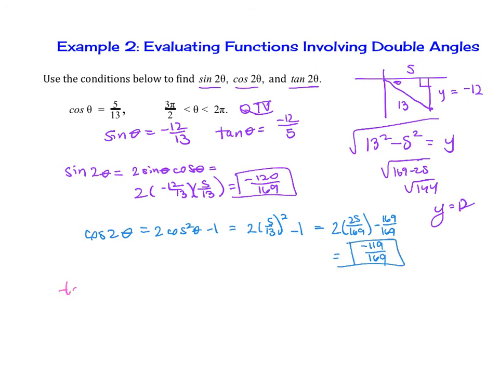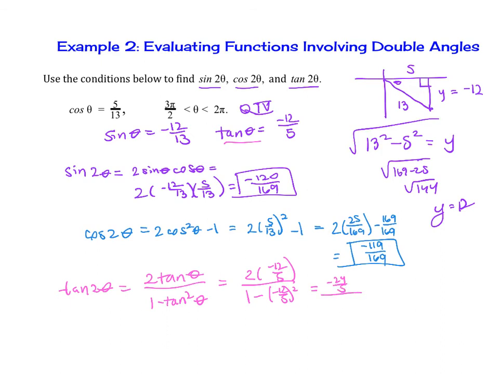Let's do tangent. So tangent of 2 theta, I use the formula, so 2 times tangent of theta over 1 minus tangent squared of theta. So this is 2 times tangent of theta, negative 12 over 5, over 1 minus tangent squared of theta, so that is negative 12 over 5, and we square it. So let's simplify a little bit more. So this is negative 24 over 5 for the numerator. And this is 1 minus 12 squared, which is 144 over 25. And then I know I need a common denominator, so let's simplify that. So this is now negative 24 over 5 all over 25 minus 144. That is going to be negative 119 over 25.